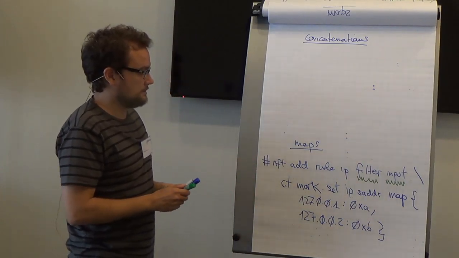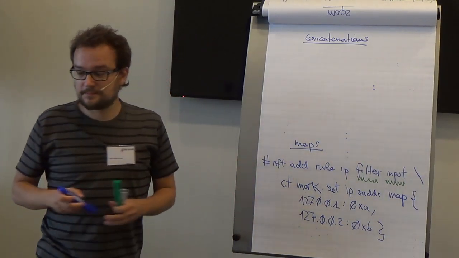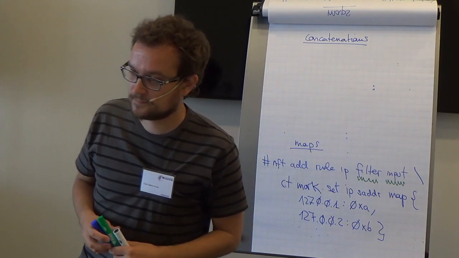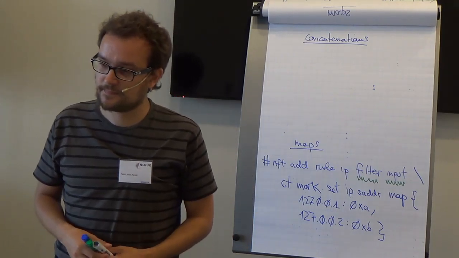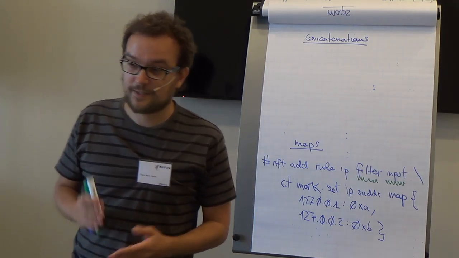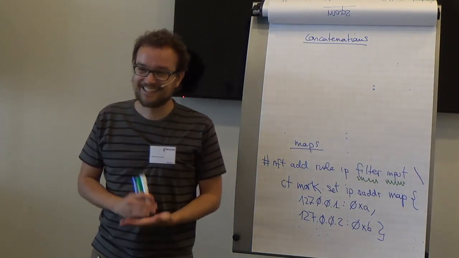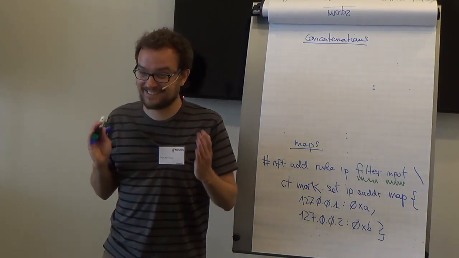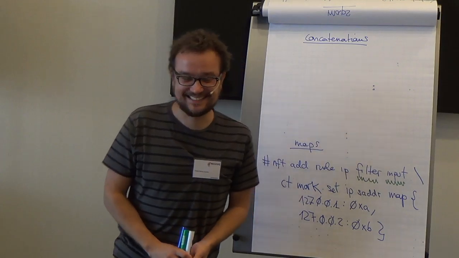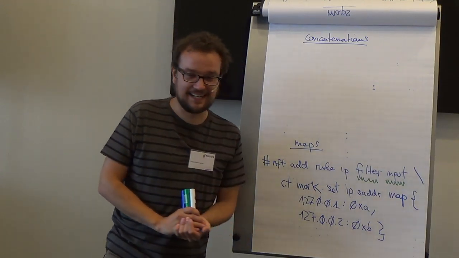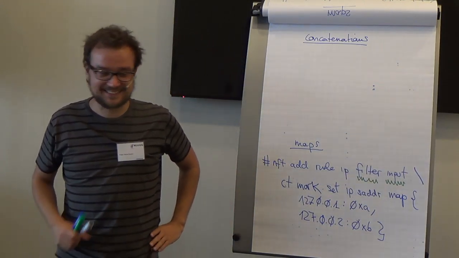I see I can do nft list sets and then I see the sets, but is there something similar for maps? Not yet. There is a Google Summer of Code student working on that. So someone anticipated your wishes.